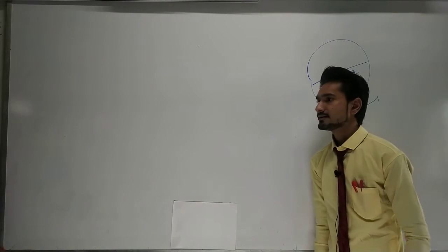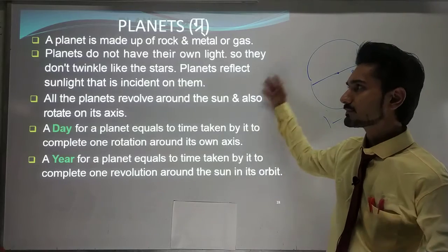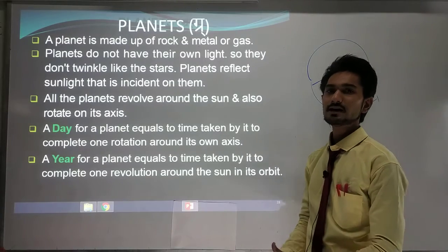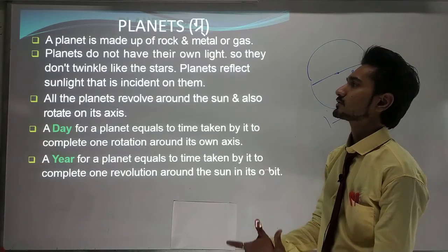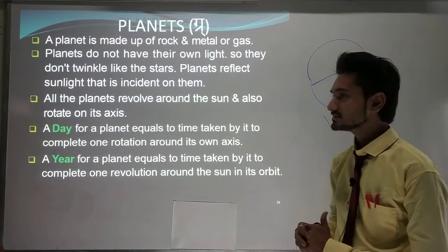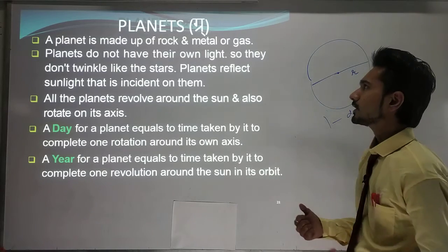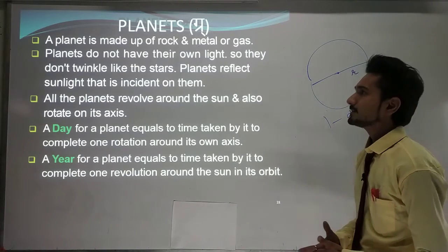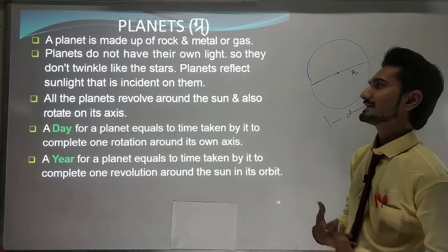Let us start with the basics of a planet. As I already told you, planets don't have their own light. They get light from the sun or the stars. A planet is made up of rock, metal or gas. Planets do not have their own light, so they do not twinkle like the stars.